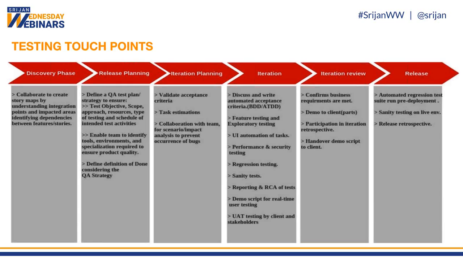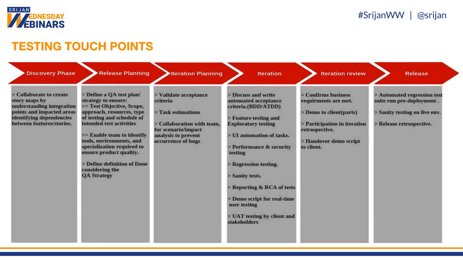And QA people can also help the entire team in defining the definition of done, considering the QA strategy that they have already defined in the test plan. For example, if we have 1,000 things to test, on which browser we need to test, and what percentage of those test cases will be executed on which browser and which OS or on mobile devices or something like that. So QA people actually can help the entire team in deciding these kinds of things.